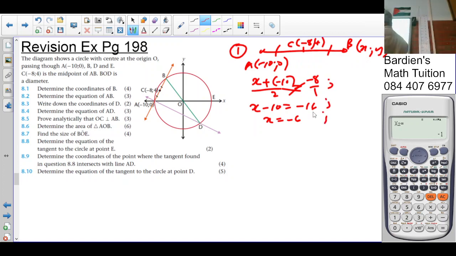Let's do the same for y. It's going to be (0 plus y) over 2 is equal to 4. Yes, so you cross multiply. So 0 plus y is y. 2 times 4 is 8. So therefore B's coordinate is (-6, 8).